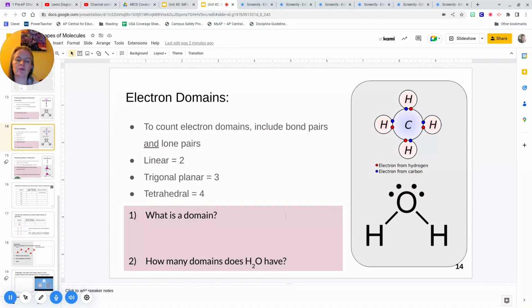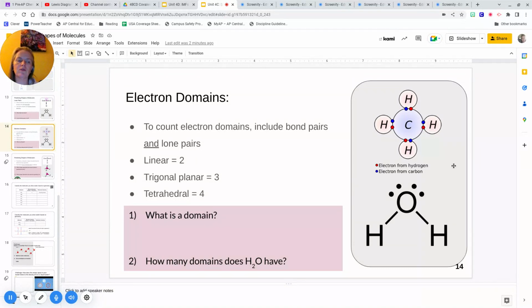Think of a domain as a region or an area. Those are the areas where there are electrons found around the element. Remember that electrons usually want to reside between the 2 elements that are sharing them, because they both have a pull on those electrons.